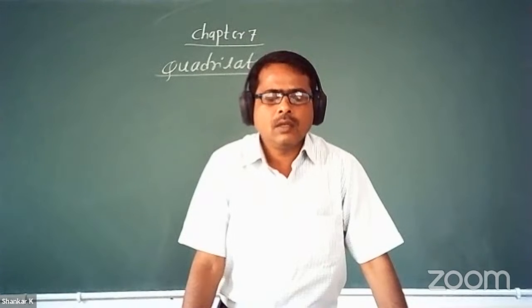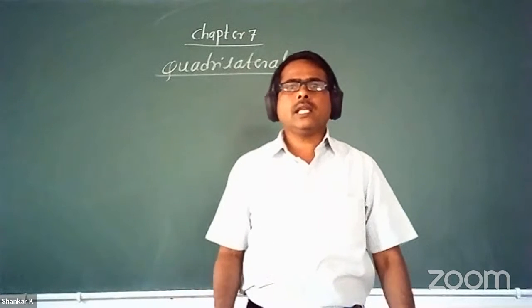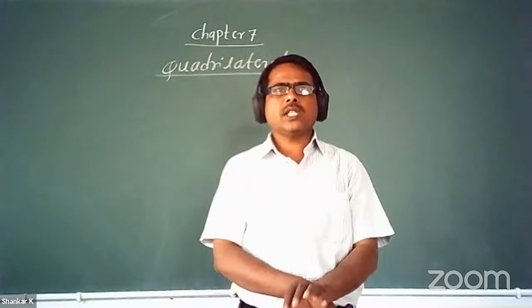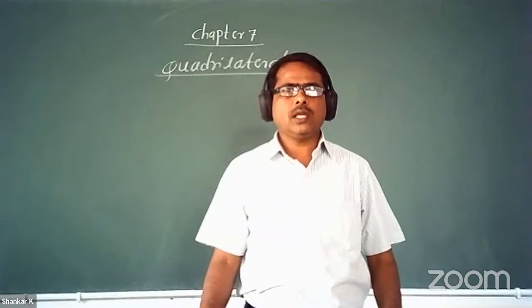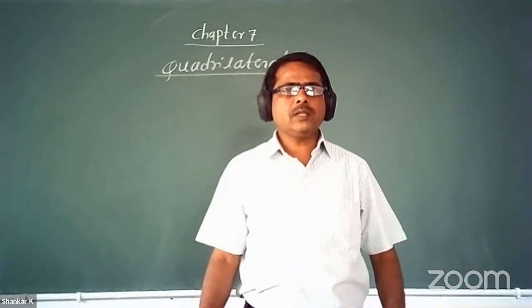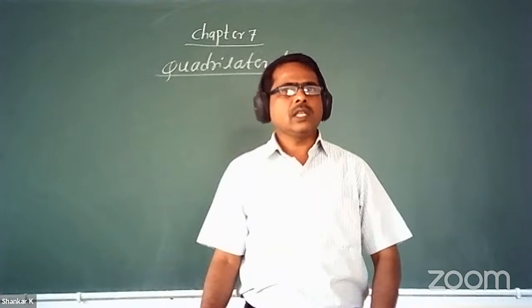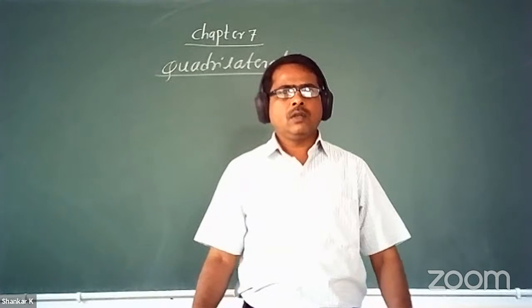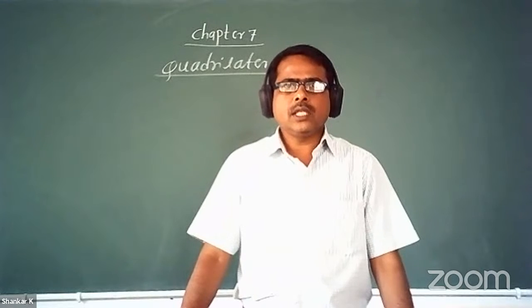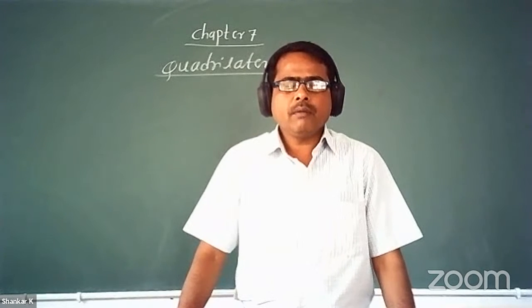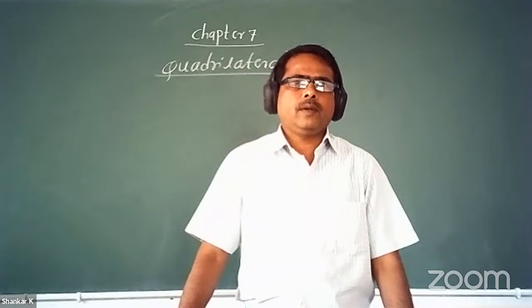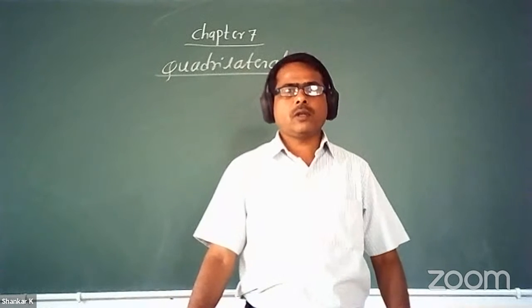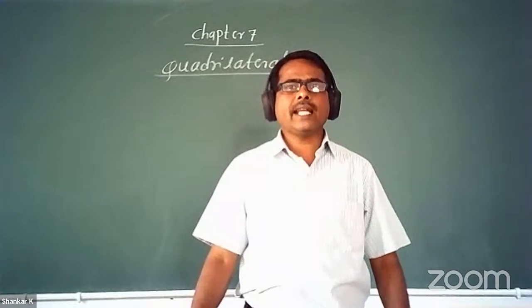Okay. Or we can say it is a four-sided polygon. First point, what is a polygon? A polygon is a closed figure made up of straight lines. A closed figure made up of straight lines is a polygon. Okay. A circle is not a polygon because a circle has no straight line.